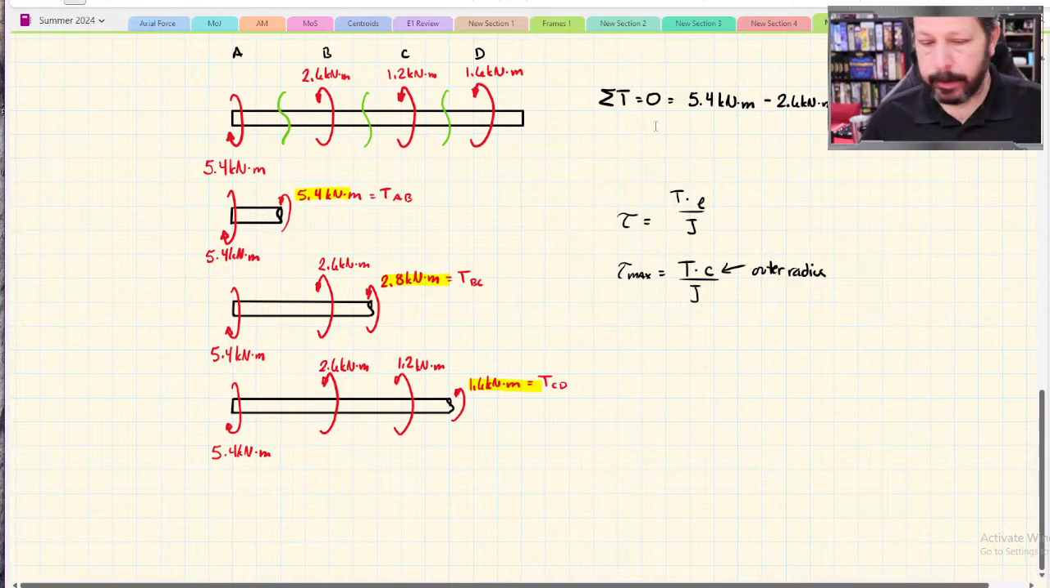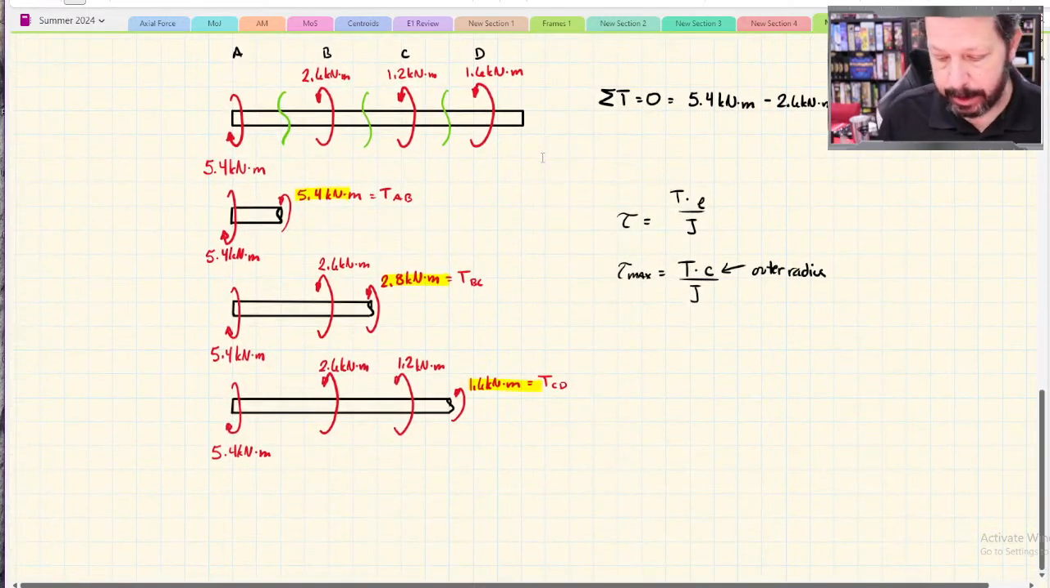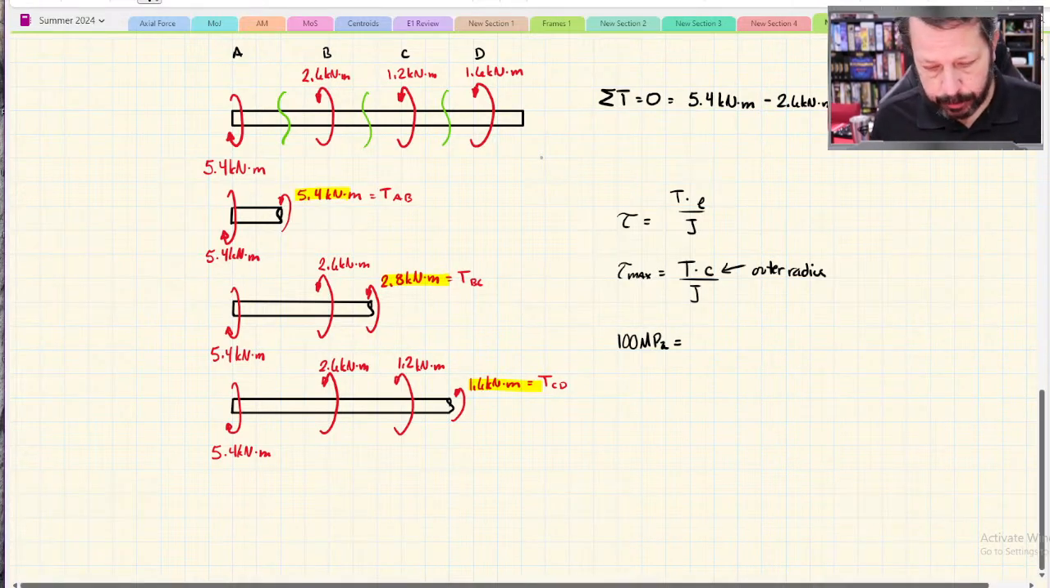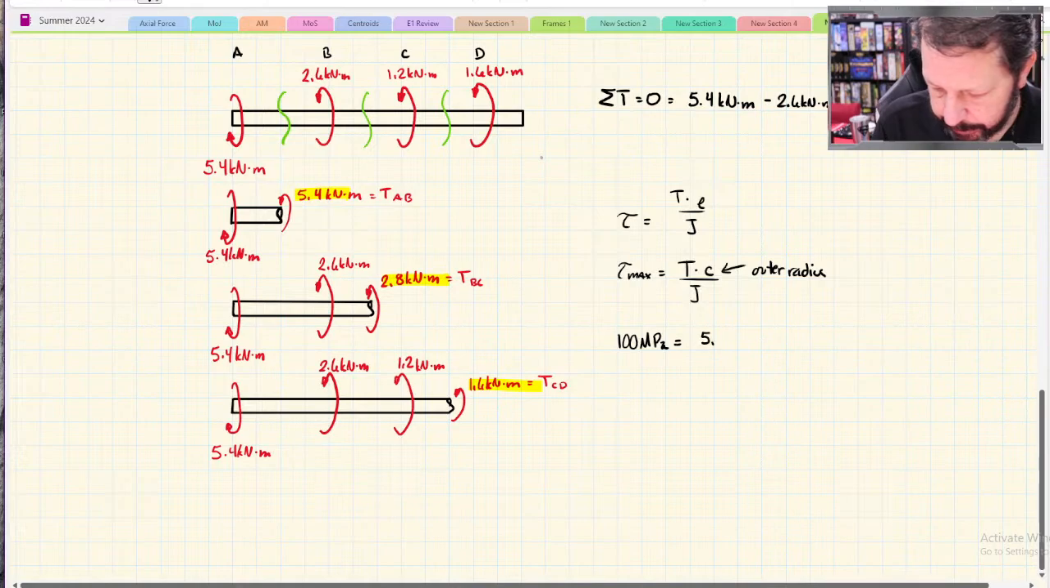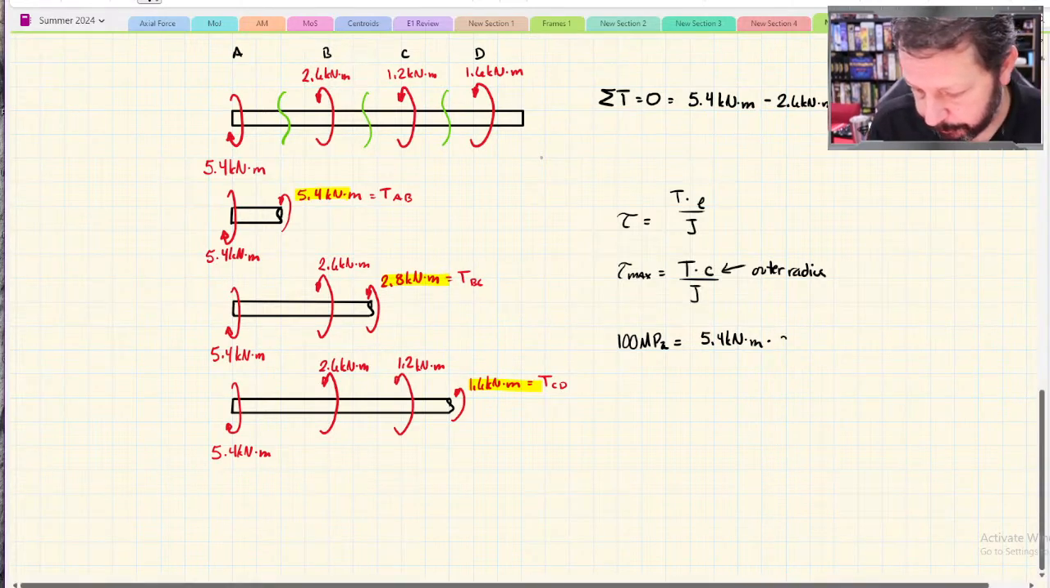And in this problem, they told us the maximum allowable. They said that we cannot have maximum shear stress any more than 100 megapascals. So they actually gave us tau max. And the worst case torque is the 5.4 kilonewton meters. We don't know C. C's the outer radius, so that's just C.